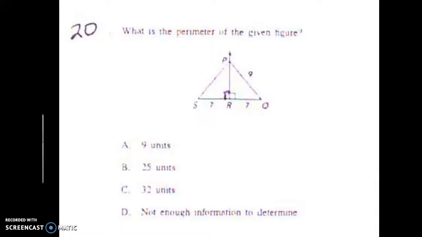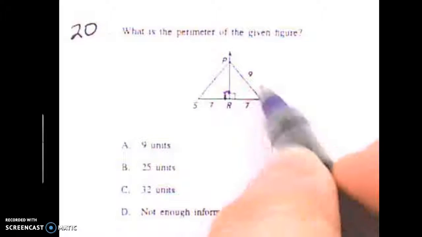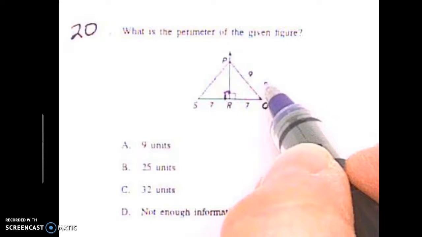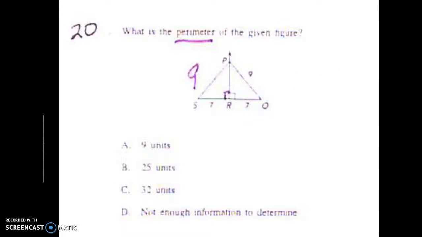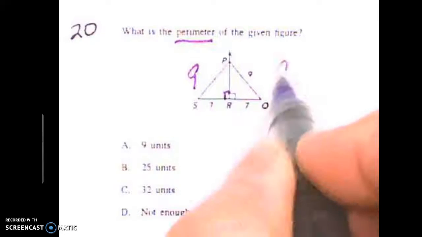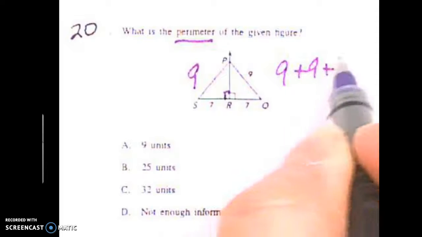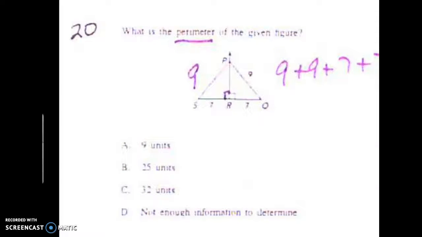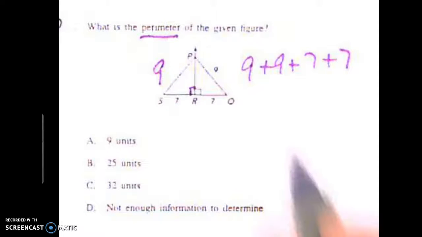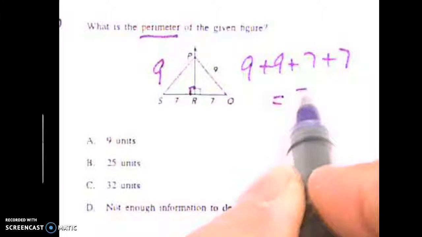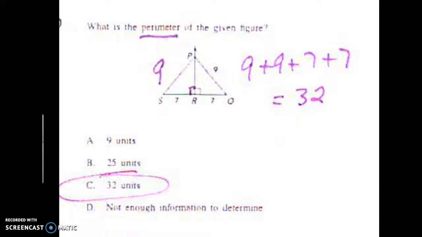Because I know that corresponding parts of congruent triangles are also congruent, that means that if P to Q is 9, then P to S has to be 9. I'm looking for the perimeter, which means I'm adding all of the outside edges together. 9 plus 9 plus 7 plus 7. And when I add 9 plus 9 plus 7 plus 7, I end up with 32 units.